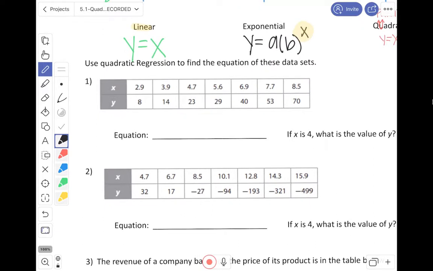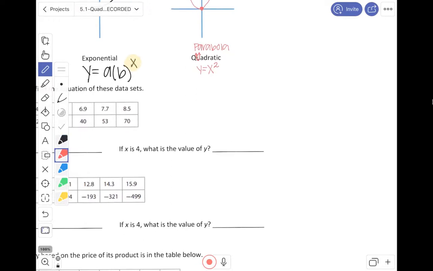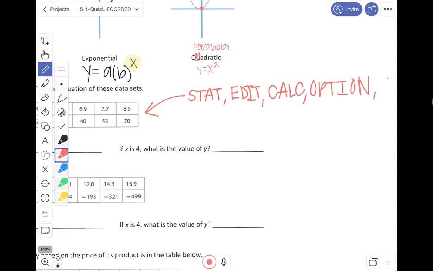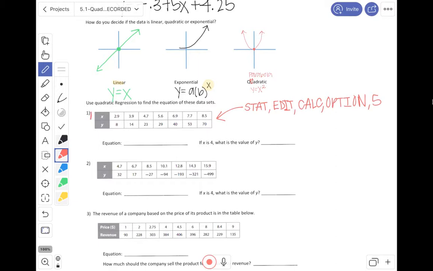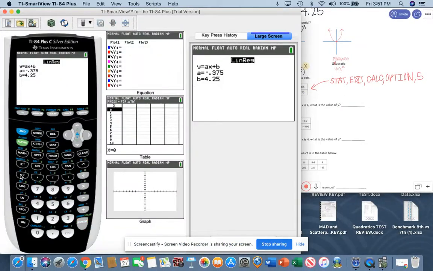So if you look at these examples, use quadratic regression to find the equation of these data sets. The steps for this, let's write them out to the side. To do this, you're going to press stat, edit, calc, option, and then 5. Those are the steps, and you're going to use X as your L1, Y as your L2 when you go to plug it in. So let's look at our calculator. I'm going to go ahead and clear it. Second plus 7, 1, 2, enter.